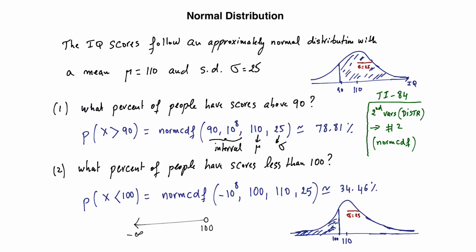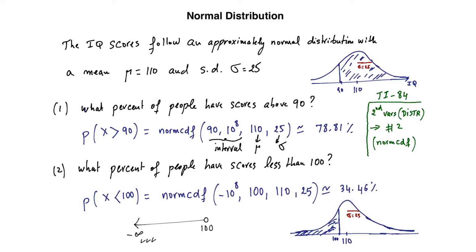It turns out it doesn't matter if it is inclusive or non-inclusive. And I'll talk about that later. So you're going to go from a very large negative number. I chose negative 100 million. I just copy this number, put a negative sign, all the way to 100, mu, sigma. And I got approximately 34.46%.